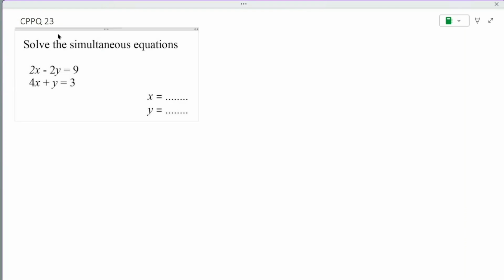Question 23. Solve the simultaneous equations. 2x minus 2y equals 9. 4x plus y equals 3. Some students in year 9 find solving questions that have to do with simultaneous equations very difficult.